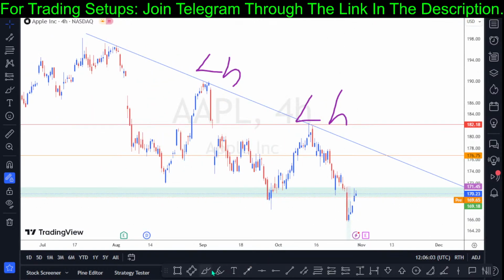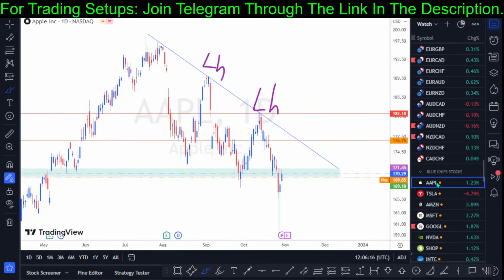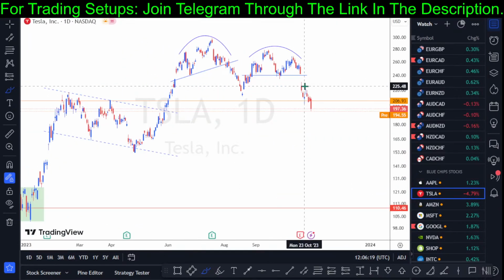Alternatively, price could still gravitate all the way up to test this upper trend line for a more flow down trend. So that is what we have on Apple. And someone asked about Tesla. Let's check through Tesla before we wrap up our analysis in this live stream.